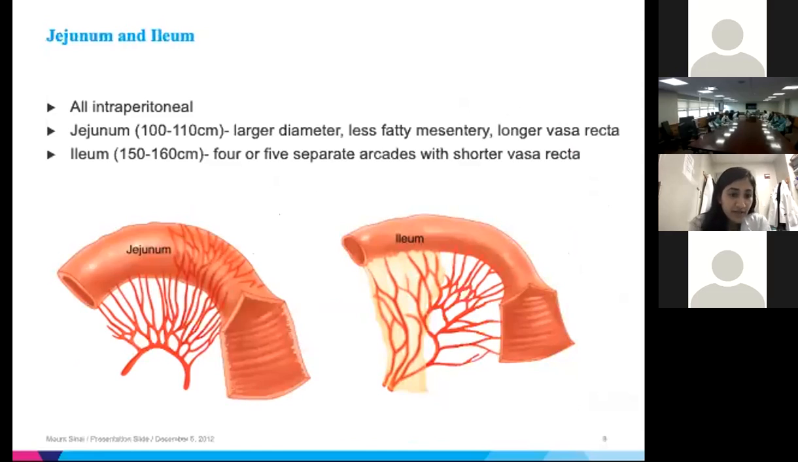So the jejunum and ileum, unlike the duodenum, are all intraperitoneal. There's no distinct anatomical distinction between the ileum and the jejunum, but relative to the ileum, the jejunum has a larger diameter, usually a thicker wall, more prominent plicae circulares, or the transverse folds in the mucosa of the small bowel, and usually a less fatty mesentery and longer vasa recta.